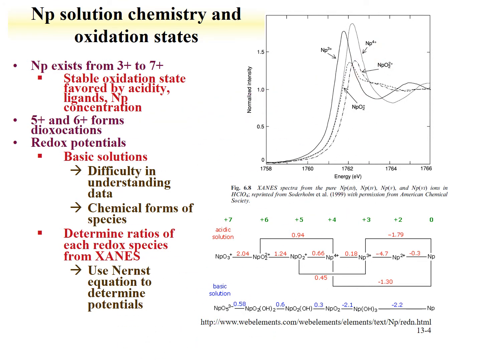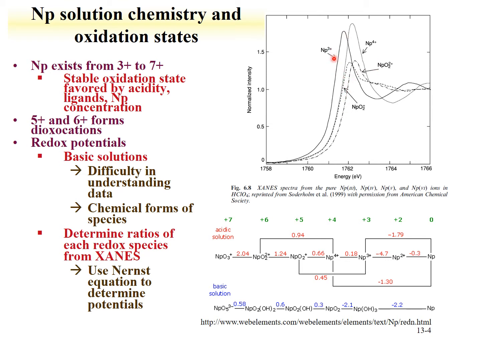The redox potentials for Neptunium have been evaluated, and the data is presented here. In basic solutions, there's some difficulty in evaluating the data due to the complex chemical speciation that occurs. Zane's data, which is shown here, shows the absorption edge of different Neptunium species as a function of oxidation state present.